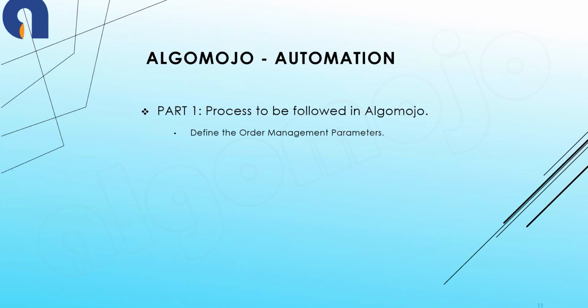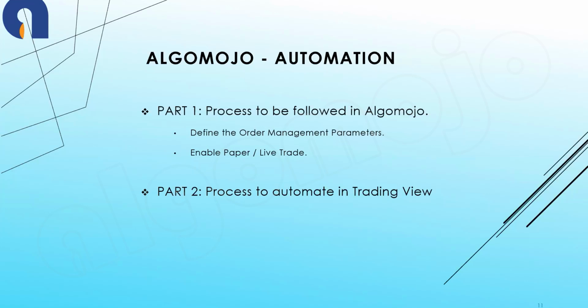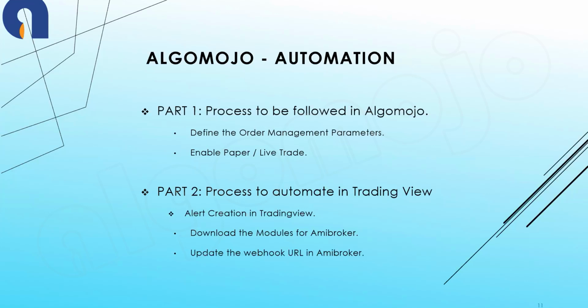Once you update the details that you want to trade, you enable the live trade and the paper trade, and then get into the automation using TradingView, or any other charting platform. We will look at how to create an alert in TradingView, and for Amibroker, you need to download the modules based on your strategy requirement and use the webhook URL in both TradingView and Amibroker for automation. It's a simple copy-paste process, nothing complicated. You will find the platform very easy and simple to use.